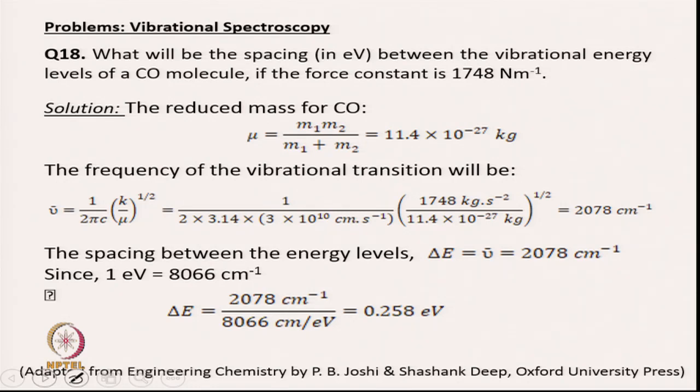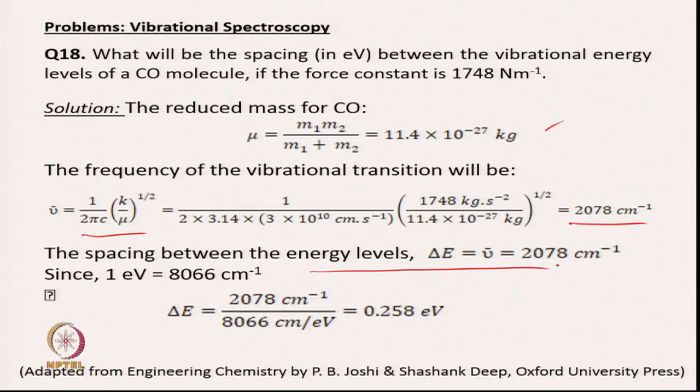Now, next question is what will be the spacing in electron volt between vibrational energy levels of a CO molecule if the force constant is 1748 Newton per meter. Now, we are going to calculate the frequency of vibrational transition. Again, we will calculate mu just as we calculated for CO, this is 11.4 × 10^-27 kg. So, frequency of the vibrational transition, this formula we have already discussed, equals 2078 centimeter inverse.